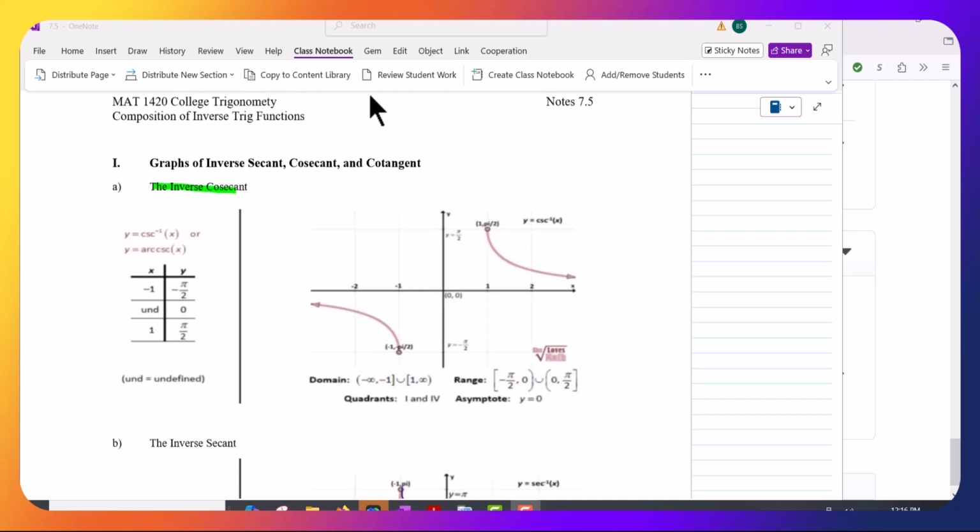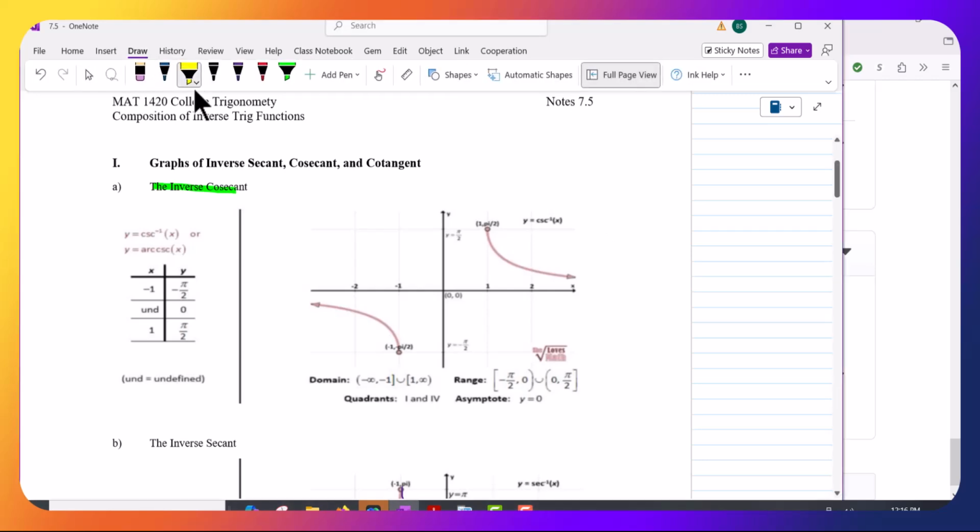Okay, welcome to the video for 7.5. In 7.5, we're going to be looking at, first of all, the graph of the inverse secant, cosecant, and cotangent.